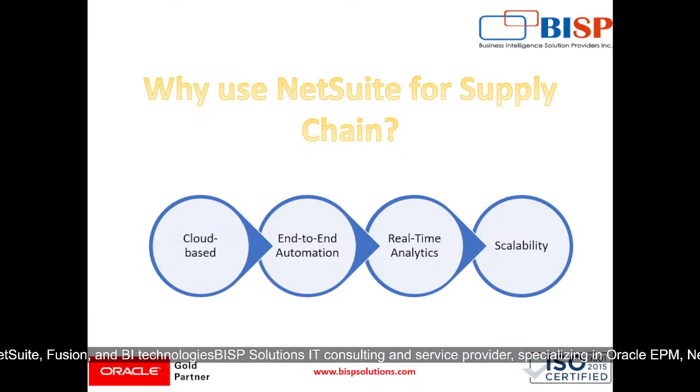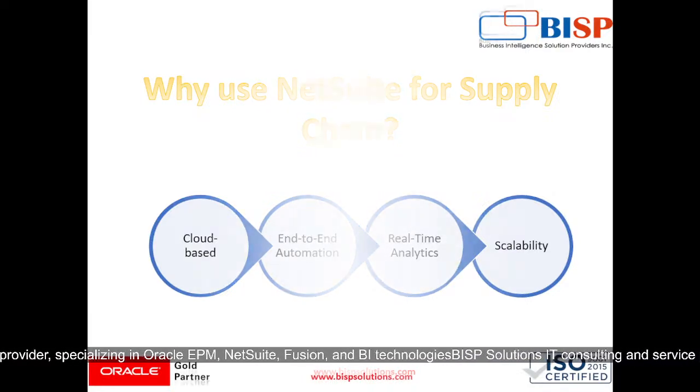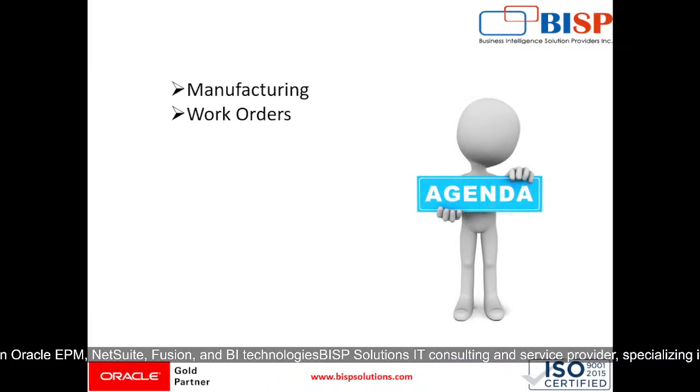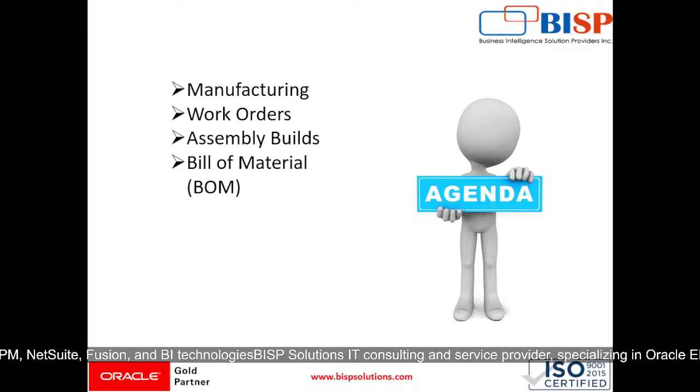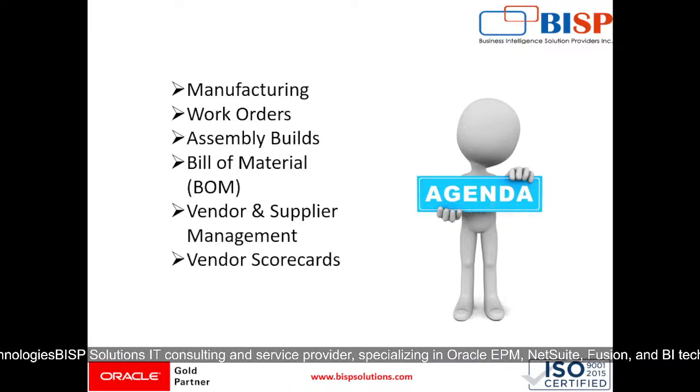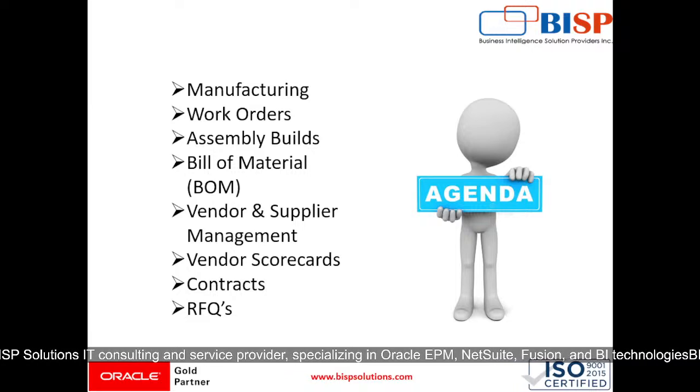So with these examples and these steps, we got to know that Veggie successfully scaled their business using NetSuite supply chain management, whether it's tracking inventory, automating procurement, or managing logistics. So NetSuite handles everything seamlessly. In our previous session, we have understood manufacturing, work orders, assembly builds, bill of material, vendor and supplier management, vendor scorecards, contracts, and RFQs.